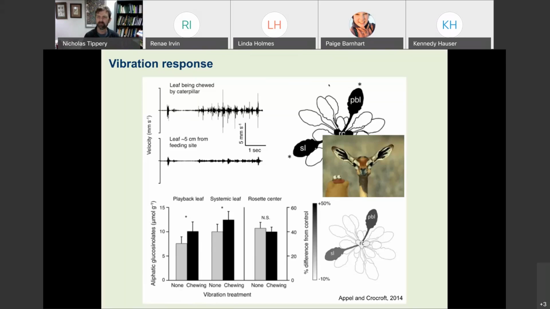they had this playback leaf. They put the sound over here and then watched the response in this study leaf over here, the systemic leaf. By playing the sound of chewing over here, they would get a response on this leaf. Measured down here are the aliphatic glucosinolates, a defensive chemical, so the plant is producing a response. So when one part of the plant is being chewed on, other parts of that plant respond by pumping out more defensive chemicals.